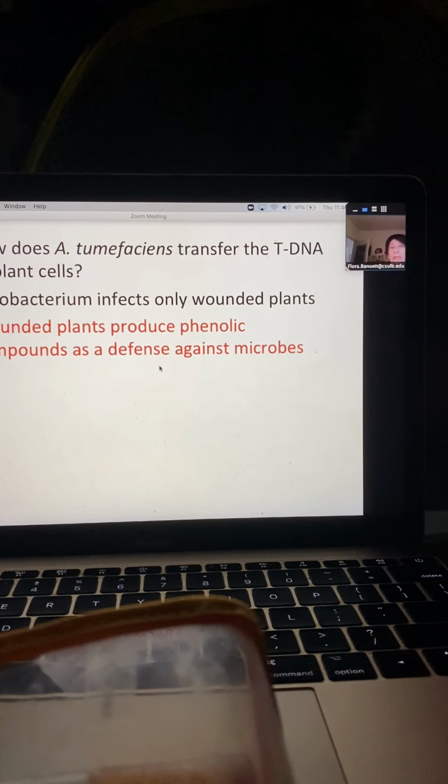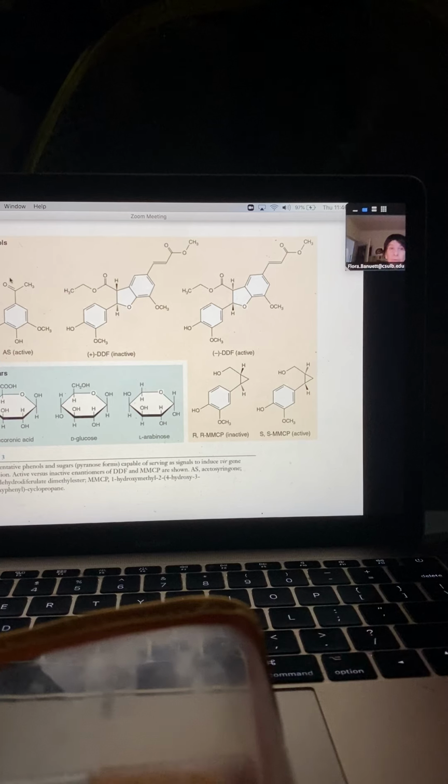And phenolics normally are red color, purple or dark purple color compounds. Okay, and here you have some of these phenolics produced. So they all have the phenol ring and then additional moieties attached to that, and these are all phenolics that are produced by plants. This is inactive, the active form, etc. And some of the sugars that are produced in this response too.